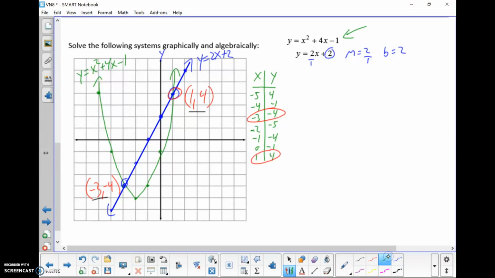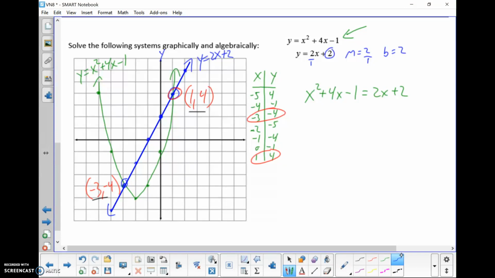All right, so algebraically what we're going to do is, since they're both equal to y, I'm going to set them equal to each other. I always do the quadratic on the left. That's just because I like it on the left. It doesn't have to be that way. You can put it on the other side if you like. So that's my trinomial from the quadratic equals 2x plus 2 from the linear.